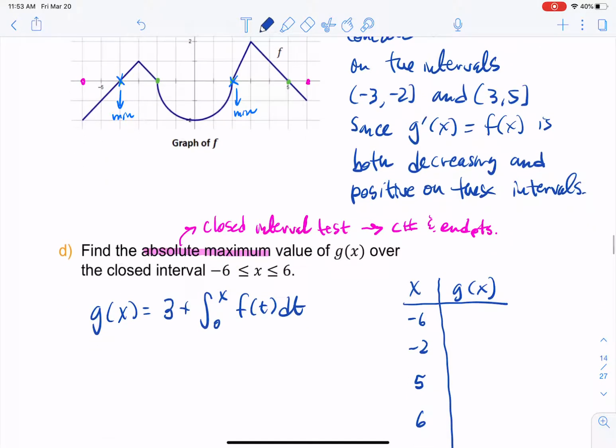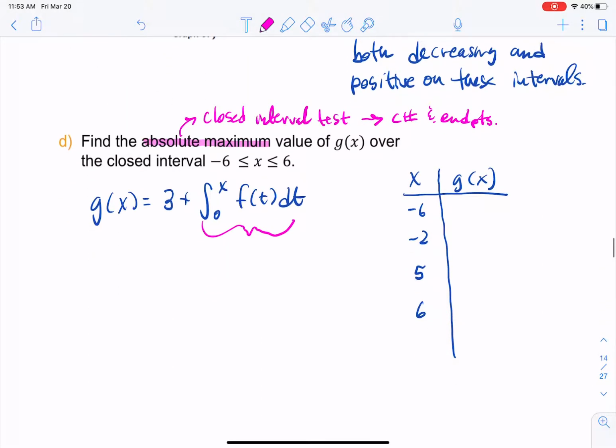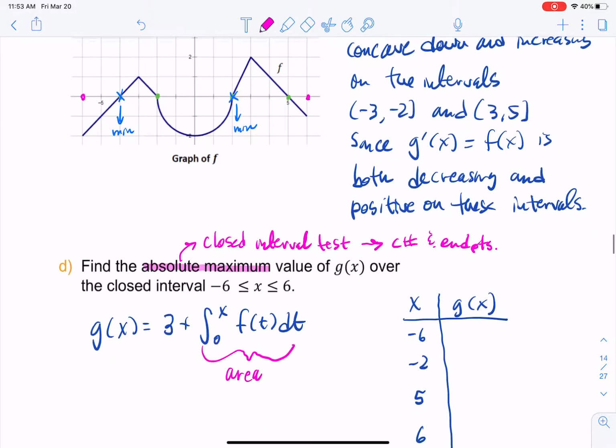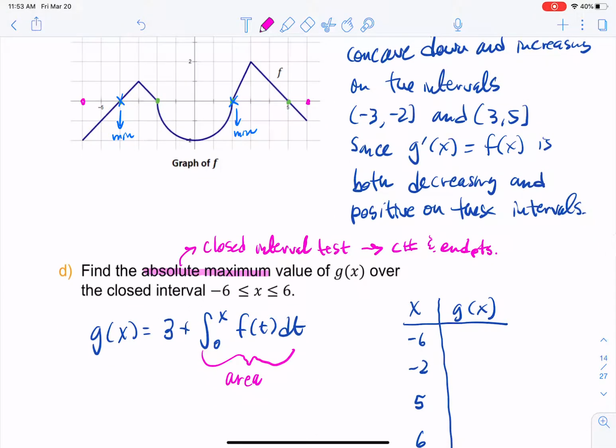That's how we're going to interpret, of course, this portion of the accumulation function. It's accumulating area. And this was a calculator inactive problem. That's why they gave us straight line segments and a semicircle, so that we could very easily find the areas of each of those pieces. So let's just go ahead and do that. Let's find the areas of each one of these pieces.